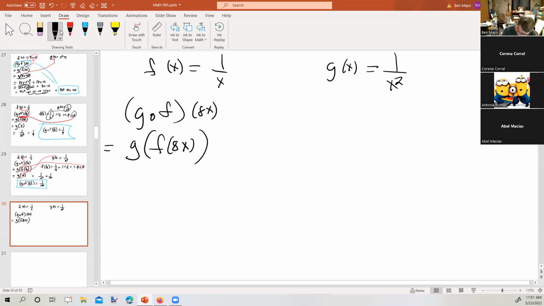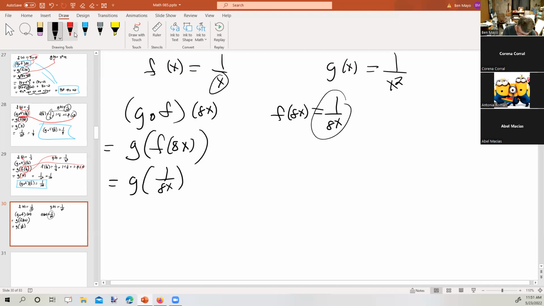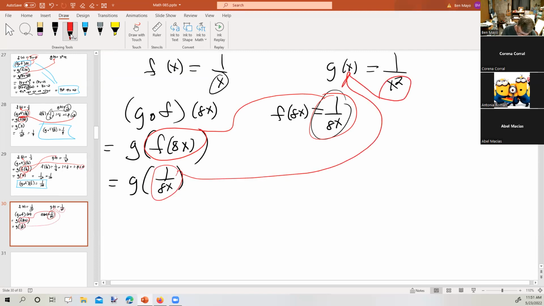All right. Now, what is f of 8x? Well, that would be 1 over 8x, right? Because wherever x is, you replace it with 8x. So f of 8x is 1 over 8x. So g of f of 8x would be g of 1 over 8x. So this replaces all of that. But now we're going to put that in there and in there.